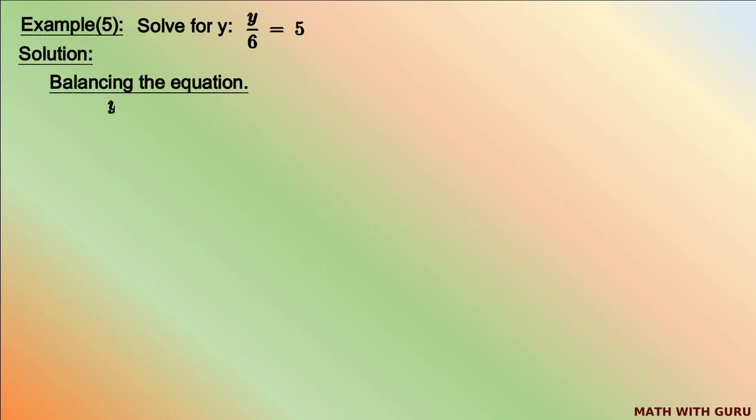Example 5. Solve for y. y over 6 equals 5. First method. y over 6 equals 5. 6 divides y. Inverse operation of division by 6 is multiplication. We multiply both the sides by 6. 6 ones are 6, 5 sixes are 30. y equals 30.